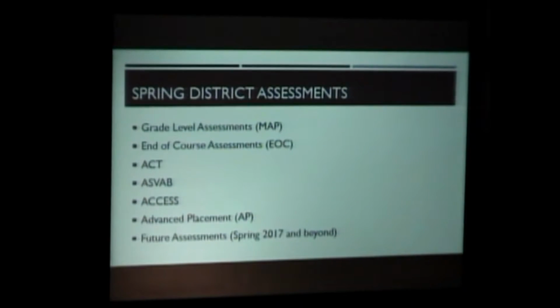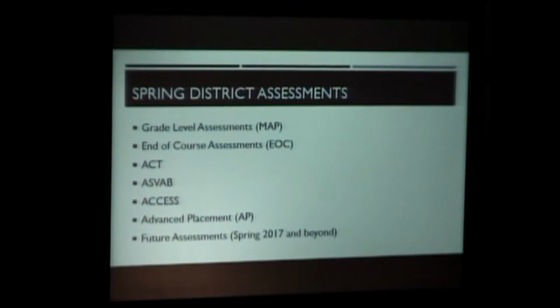So I've listed on the screen all of the state assessments that we'll be giving this spring and some of the acronyms that we may use during this presentation. The grade level assessments we commonly refer to as the MAP test. The end of course assessments are EOCs. We'll talk about the ACT and the ASVAB at the high school.